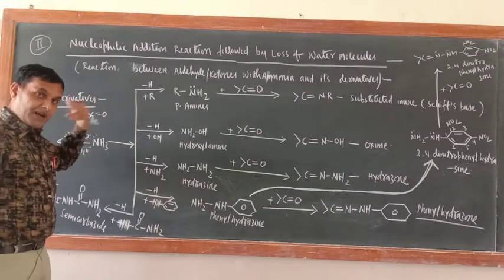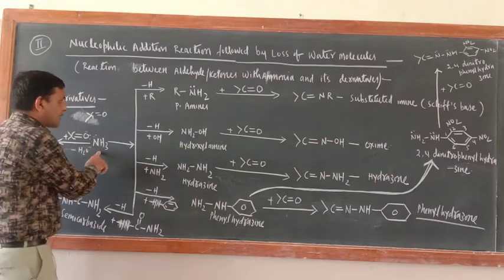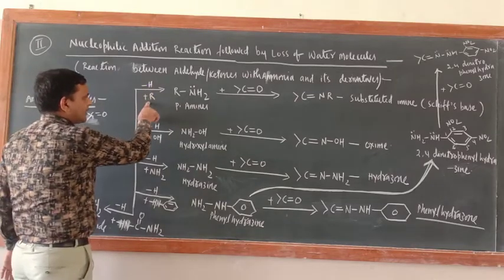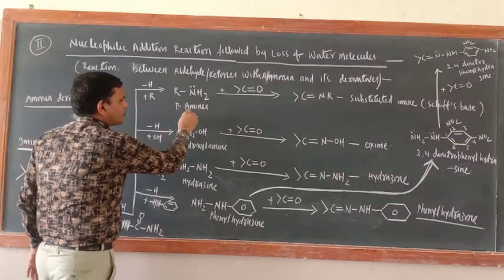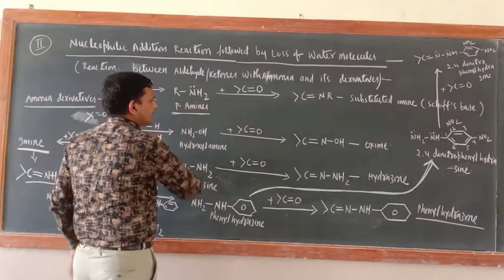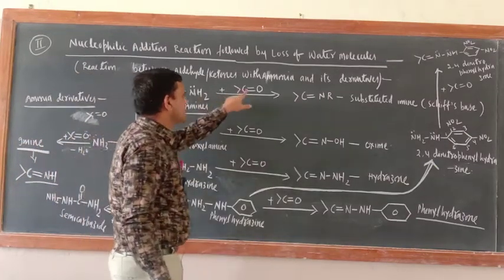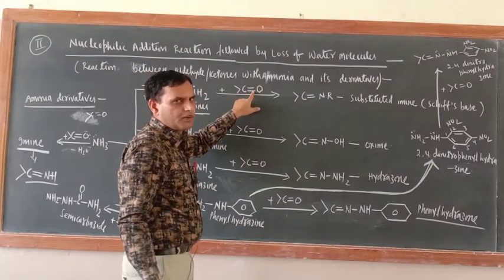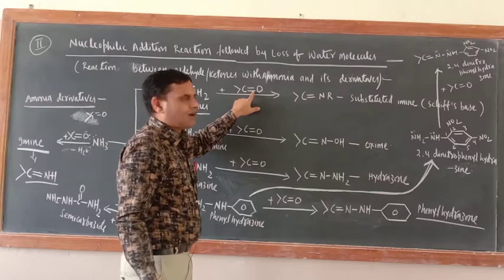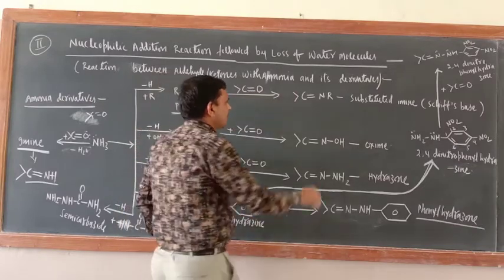Okay, now just see the other derivatives' names. Now this is ammonia, replace one H and add here R. So what would be there? RNH2. This is primary amines. When these primary amines react with aldehydes and ketones, C double bond O means aldehydes and ketones, because both contain the C double bond O group. Then what would be the product?